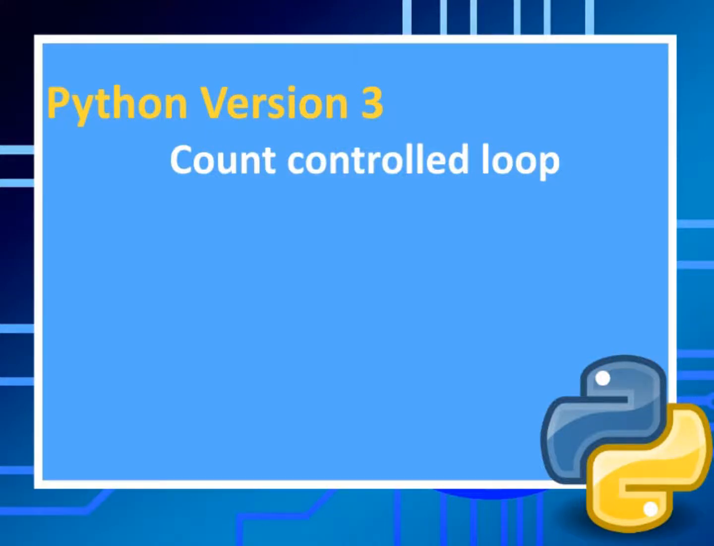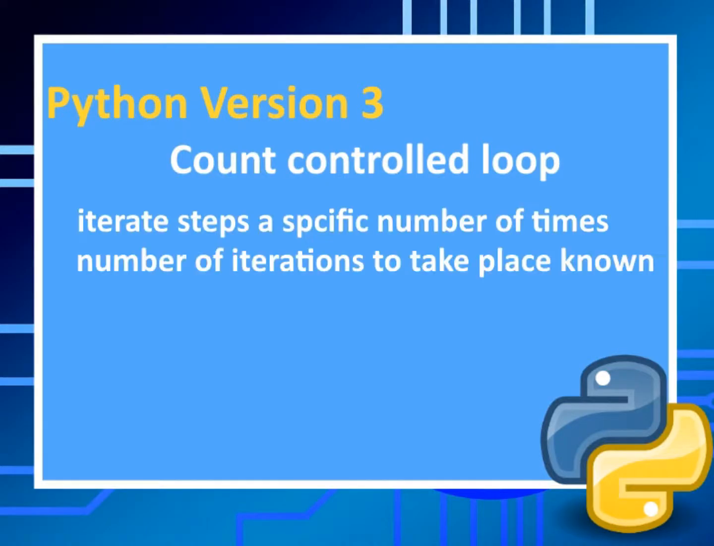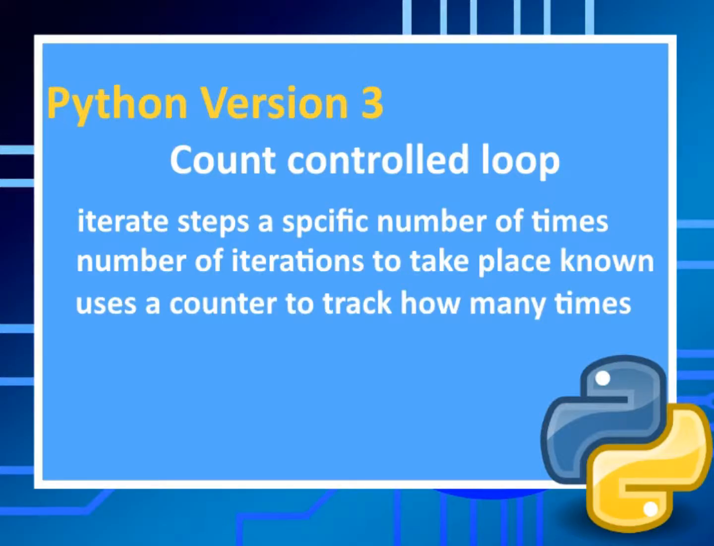Count-controlled loops are used for iterating steps a specific number of times. It is used when the number of iterations to take place is already known. It uses a counter to keep track of how many times the set of commands has been repeated.